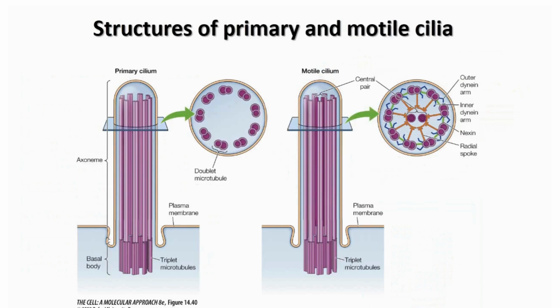Now, these are the structures of primary and motile cilia. The primary cilium, as we discussed earlier, has only 9, not 9 plus 2, whereas the motile cilium has 9 plus 2. The tensile strength is much more in the case of the motile cilia.